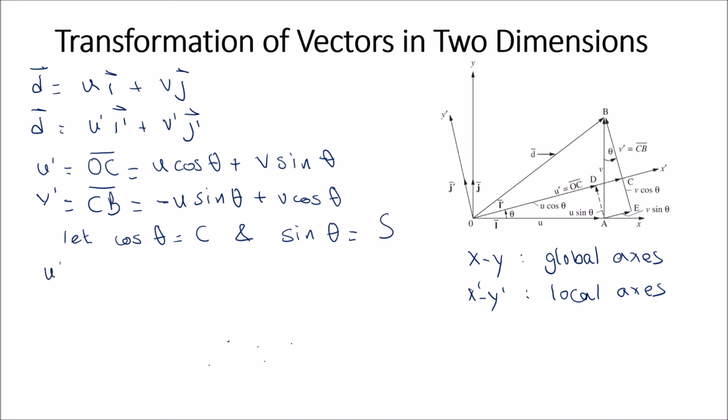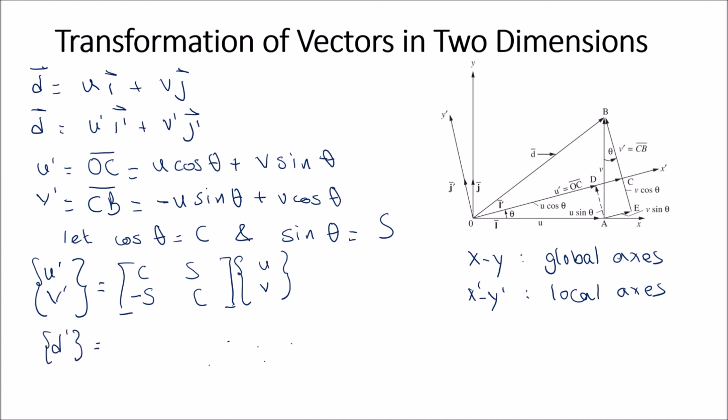In matrix form, I can write u prime v prime in terms of u and v, and I'm going to have here my transformation matrix. So I'm going to fill here. I have cosine theta u plus sine theta v, and here I have minus sine theta u plus cosine theta v. This here gives me d prime as a function of D expressed in the global axis via the transformation matrix T.